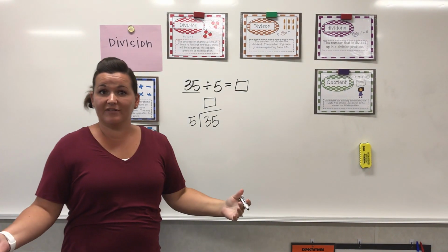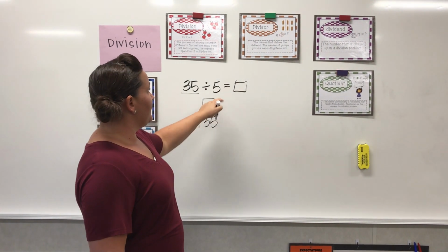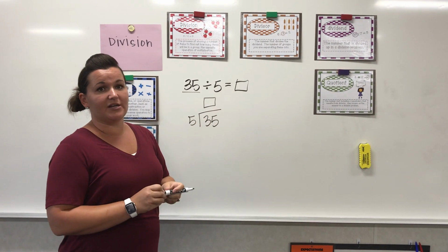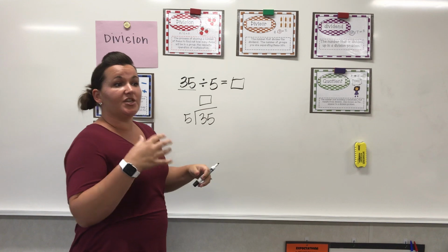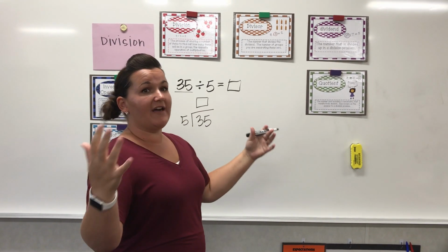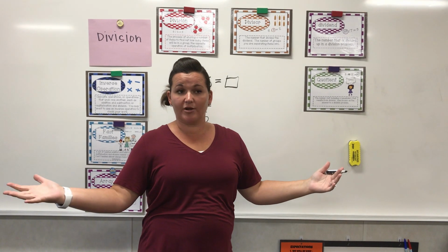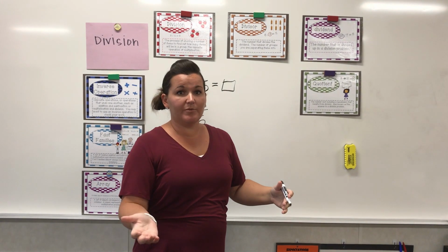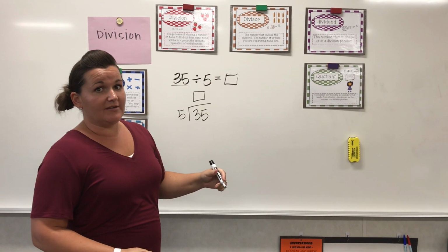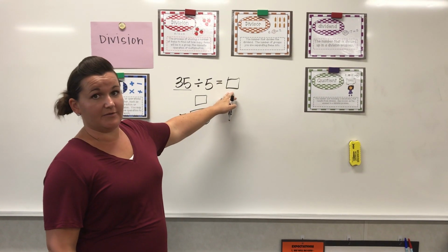So I have 35 of something. I'm putting them into 5 groups, and I want to know how many are going to be in each group. So pretend you and 4 friends, so there's 5 of you, have 35 water balloons to have a water balloon fight. How many water balloons are each of you going to get to throw during this water balloon fight? That's going to be the answer here.